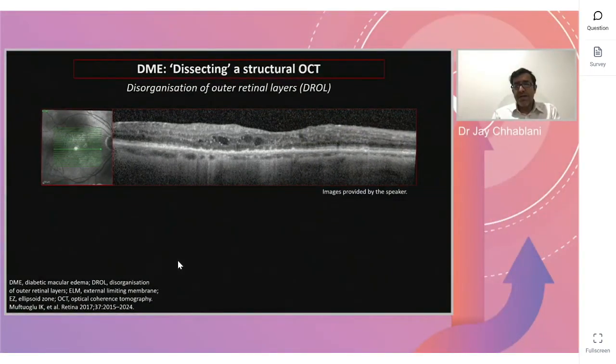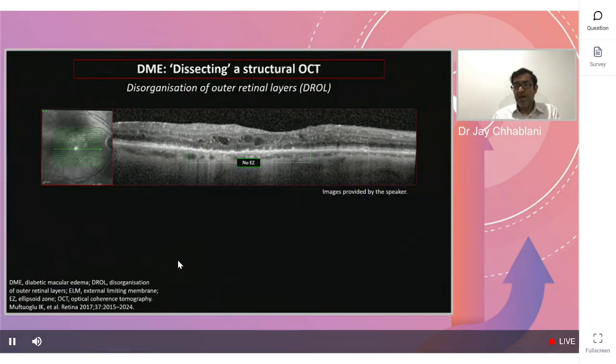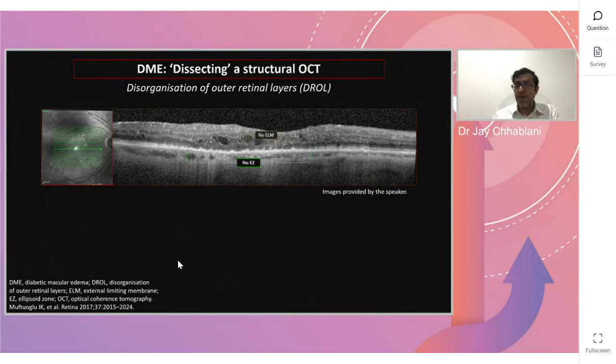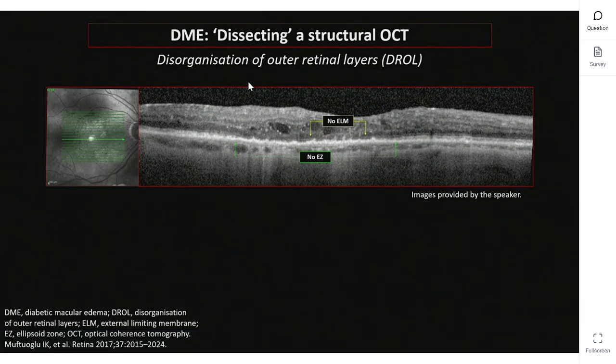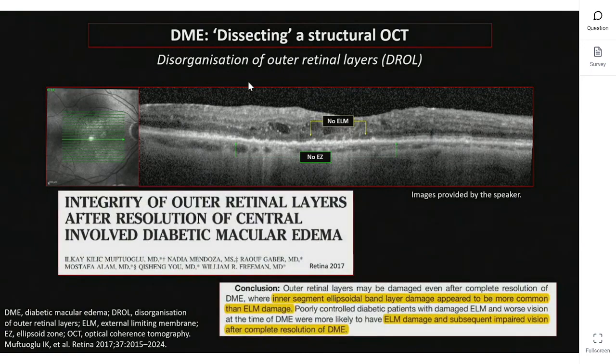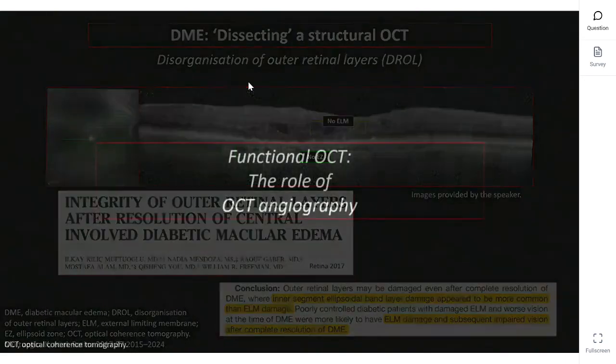What is disorganization of outer retinal layers? If you look carefully, you are seeing that there is no EZ on this scan, and there is no ELM just above the ISOS where it was supposed to be. So you are missing the external limiting membrane as well as the ISOS junction in this patient, and this is what we call disorganization of outer retinal layers. And this also has been shown to be involved in the visual prognosis of patients with diabetic macular edema.